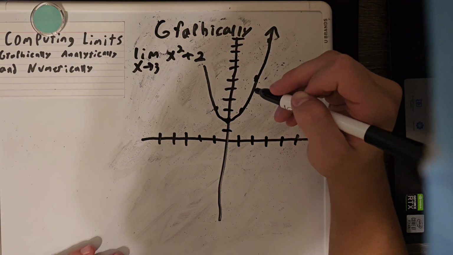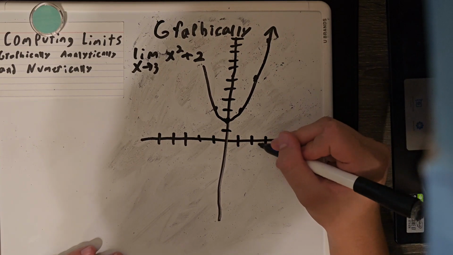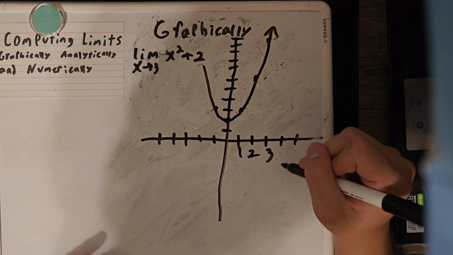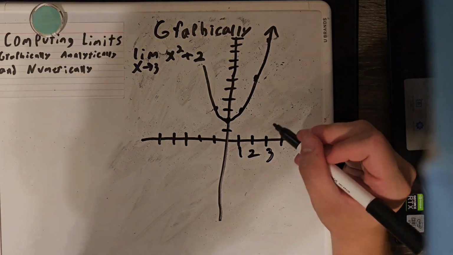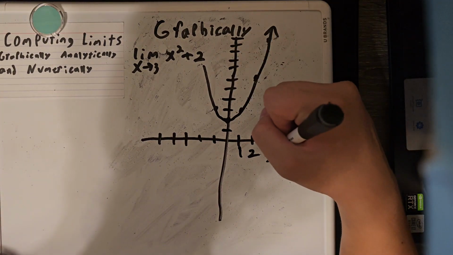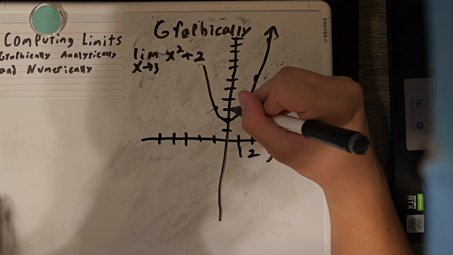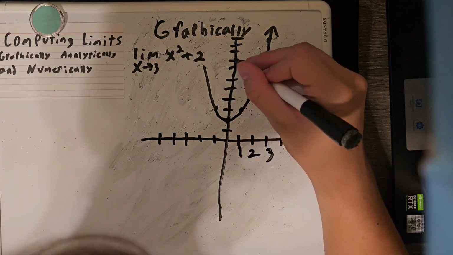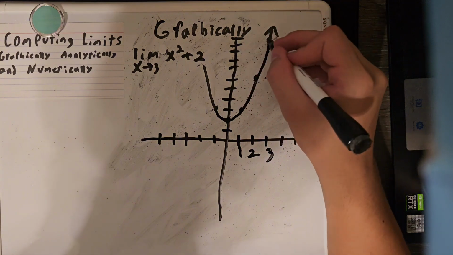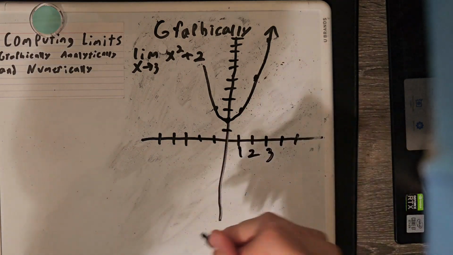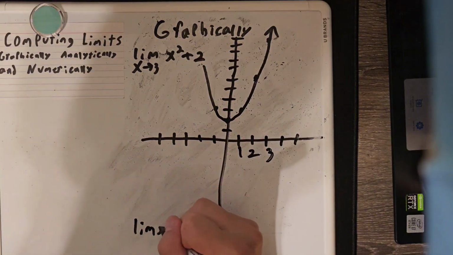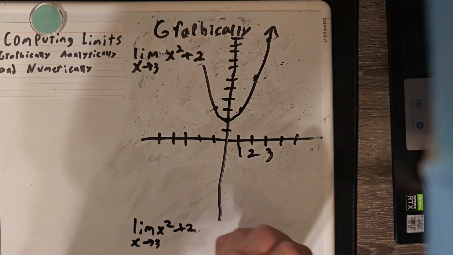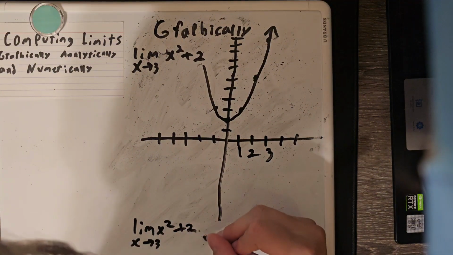But right now what we're concerned with is what this value approaches as x approaches 3. Well, all we need to do is look at 3 and go 1, 2, 3, 4, 5, 6, 7, 8, 9, 10, 11. So that means that the limit as x approaches 3 of x squared plus 2 is going to be equal to 11.